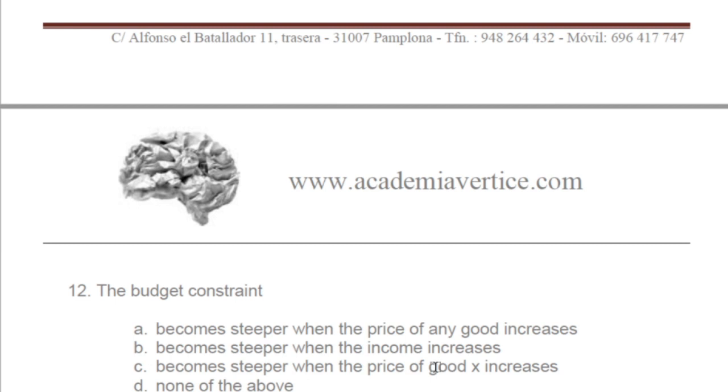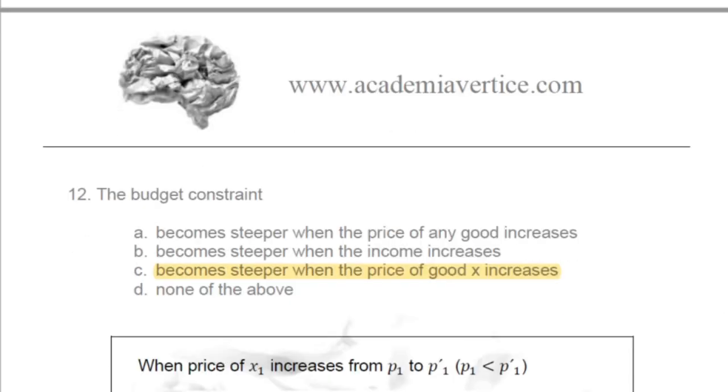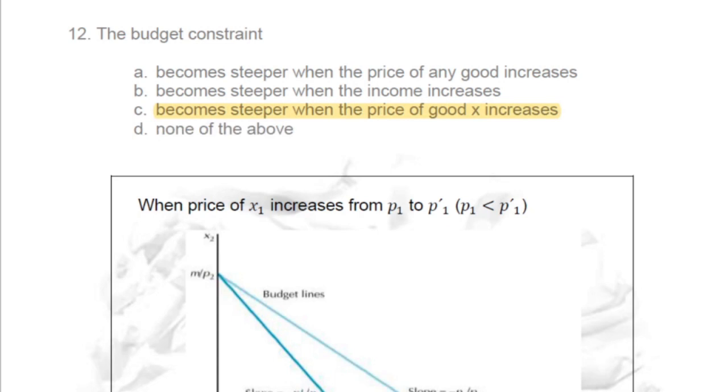Okay, 12, about the budget constraint. The budget constraint becomes steeper when the price of any good increases. No, be careful. When the price of good X increases, it becomes steeper. But when the price of good Y increases, it becomes flatter. I've already told you that this is the correct one. You all should know this from principles of micro, but we will show it here.